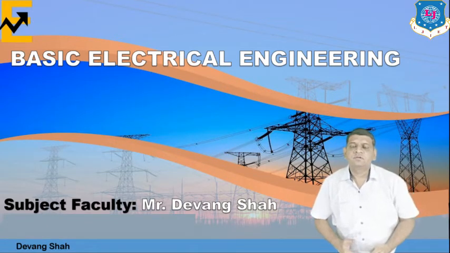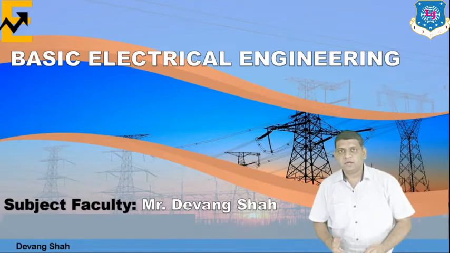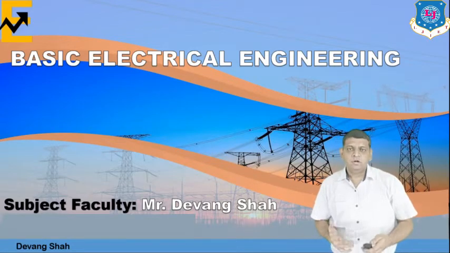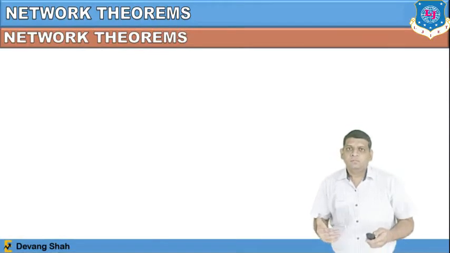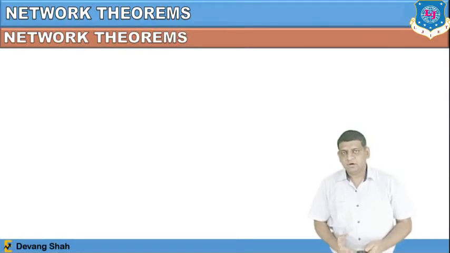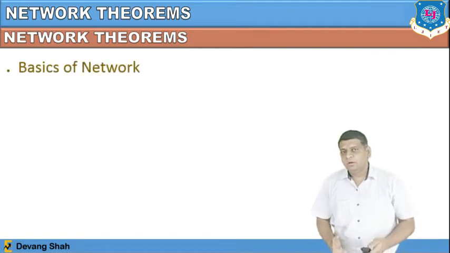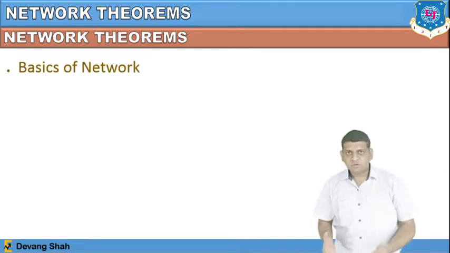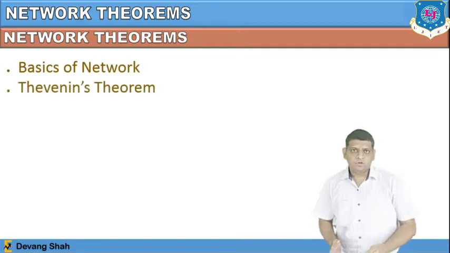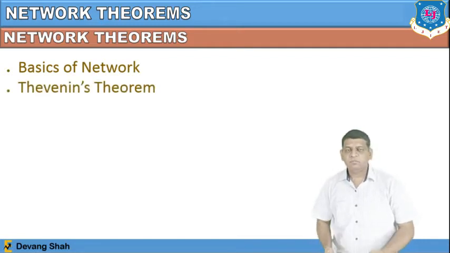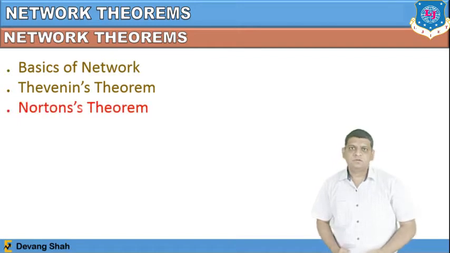Again we continue with the same subject, which is called basic electrical engineering. In our previous session we discussed the Thevenin theorem. Before we start our next theorem, which is called the Norton theorem, we need to understand the basics of a network. This is the same slide that we discussed in our last session during the Thevenin theorem. So we already discussed the Thevenin theorem. Our next topic is the Norton theorem.